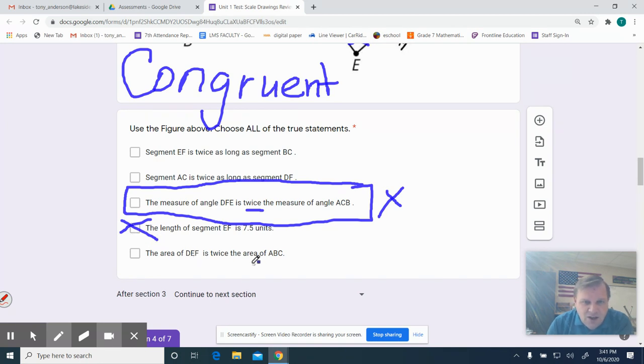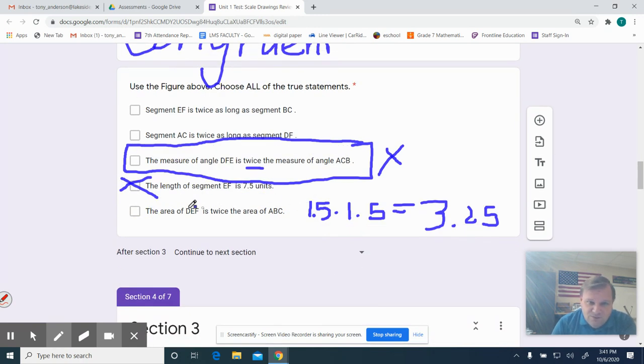All right. On the area one, for perimeter, you can use the scale factor. But for area, you would have to multiply your scale factor times itself. And then that's what you would look at there, okay? And I believe that that is 3.25. I may have gotten that incorrect. We'll check that math later. But know that for area, you have to multiply the scale factor times the scale factor.